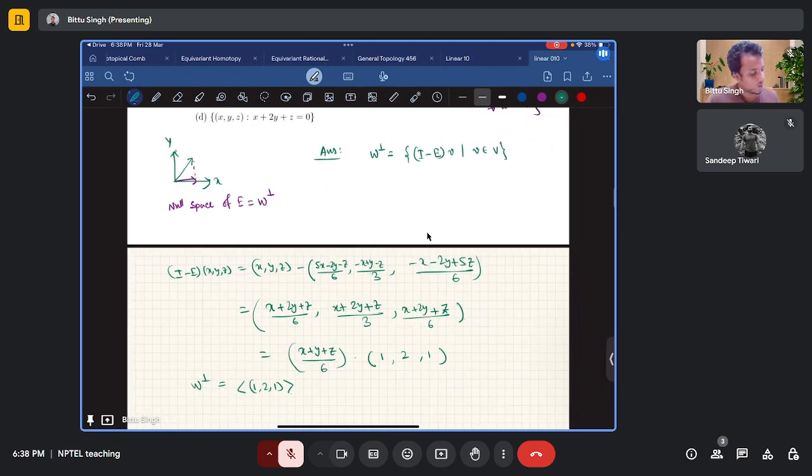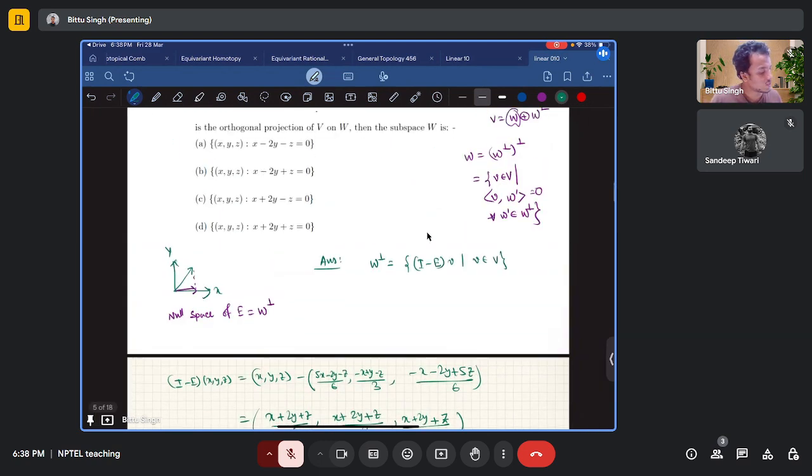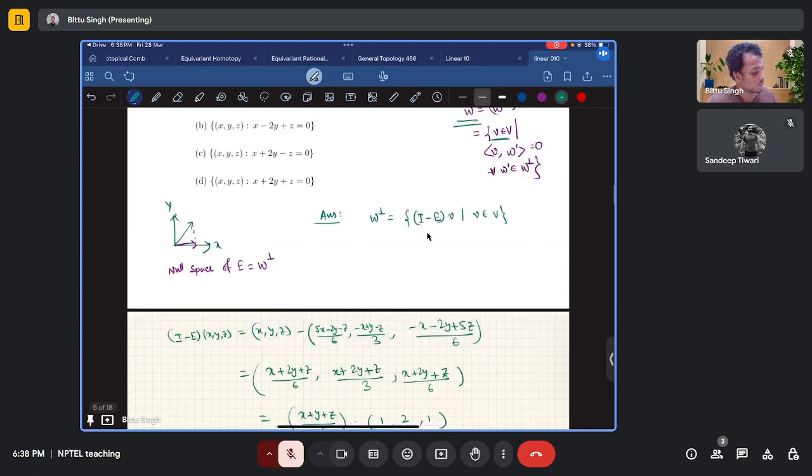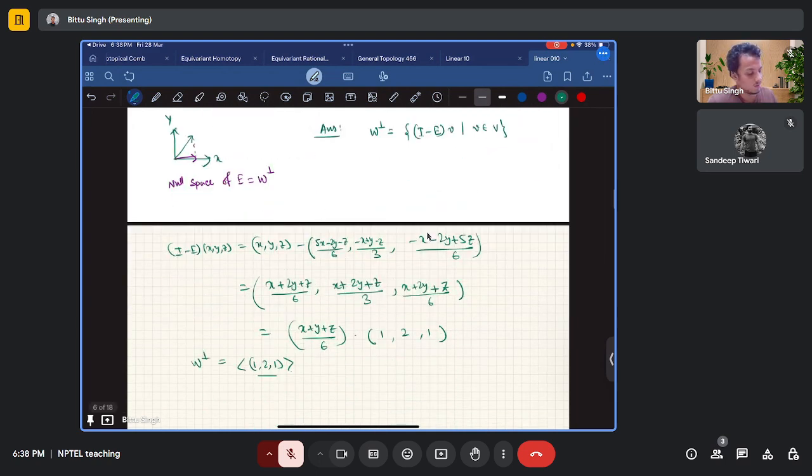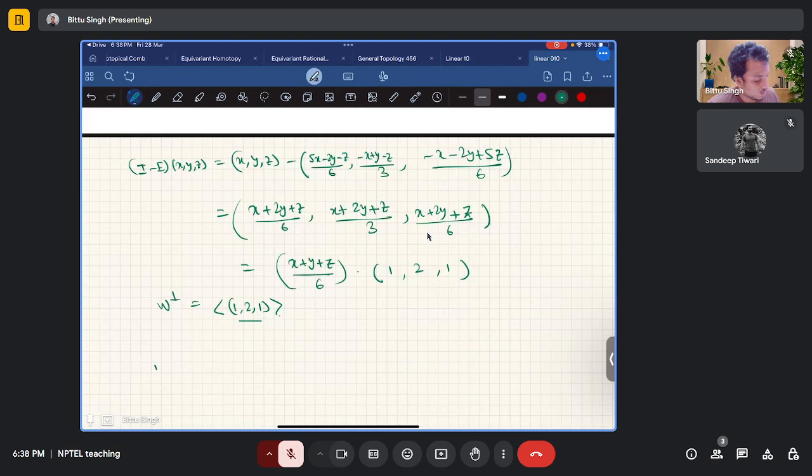Okay. Now W perp is spanned by (1, 2, 1). Then what is W? W is also the set of elements which are perpendicular to this W perp. That is, W is the same as the perp of W perp, which is the same as all phi such that phi is perpendicular to this (1, 2, 1). Maybe write it as (x, y, z) such that (x, y, z) is perpendicular to (1, 2, 1).